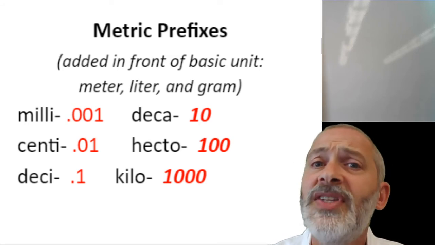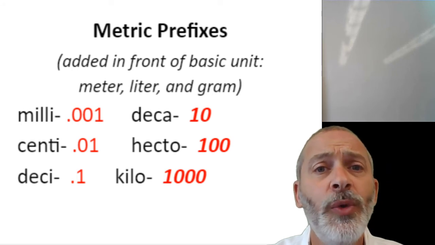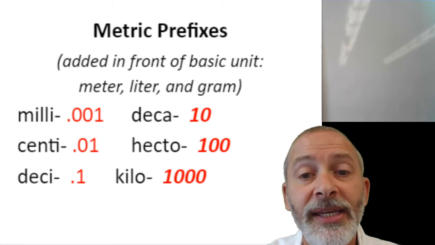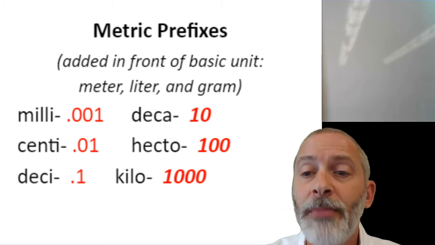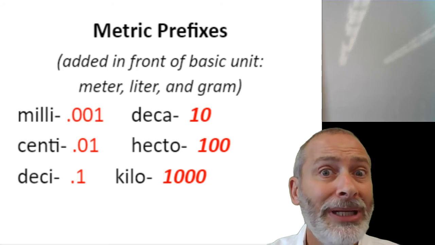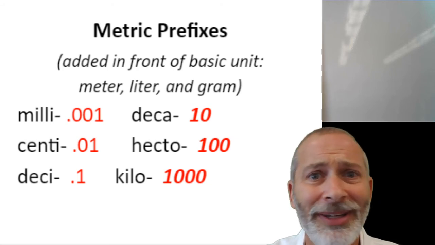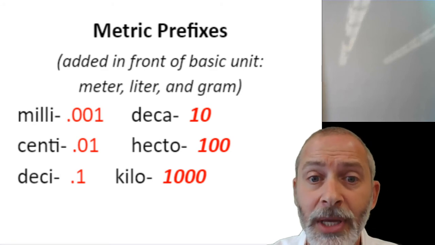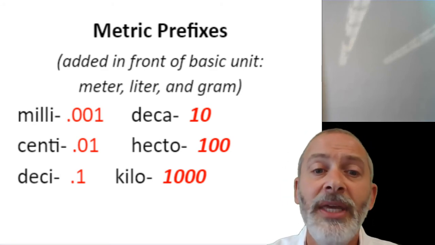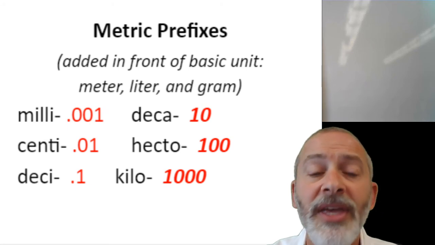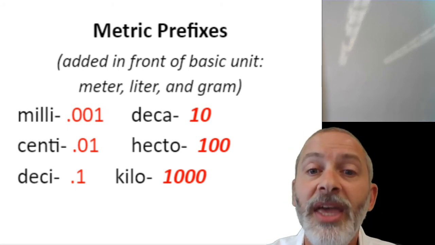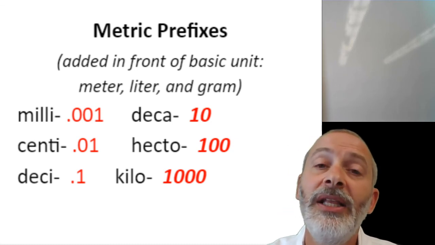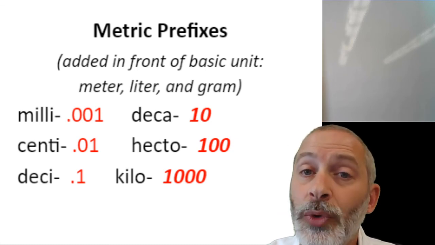Of all of these 6 prefixes, the ones that you will use the most are milli, centi, and kilo. Those are the most familiar. So you really need to study only 3 of these, but it is good to know all 6 of them. So milli is 1,000th, centi is 100th, deci 1/10th, deca 10, hecto 100, and finally kilo is 1,000.